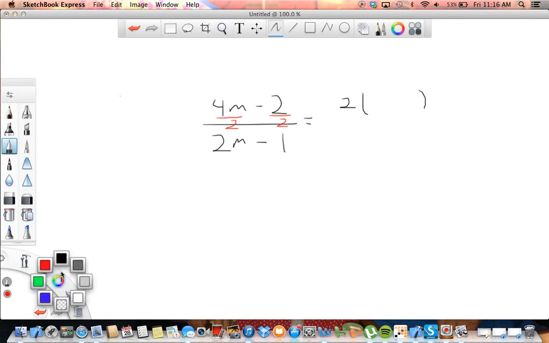Remember, we kind of treat them at the very beginning of the problem like they're 2 separate problems. So 4 divided by 2 leaves me with 2. And then don't forget that m is there, so I'm going to write that over here. 2m.